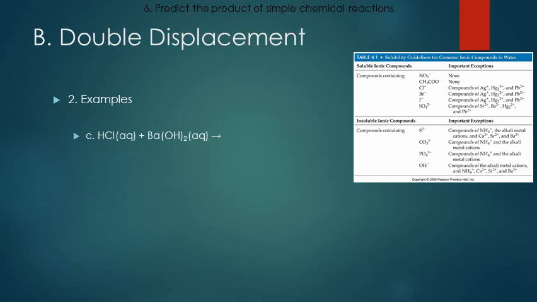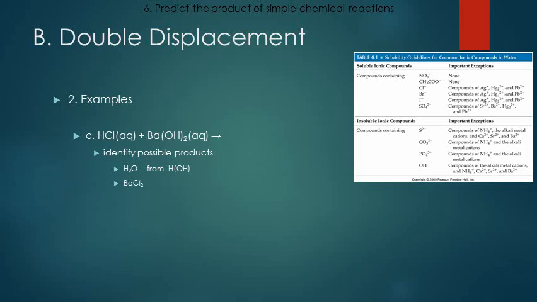Next example, we have hydrochloric acid, HCl, reacting with barium hydroxide, which is a base, and then we want to come up with the products. So first thing we want to do is identify our possible products. So this would give us H2O, water. You might be wondering how we get water from this. Notice the cation from the hydrochloric acid is hydrogen. The anion from the barium hydroxide is hydroxide. So that would be a hydrogen with a hydroxide. Well, that's H2O. That's water.